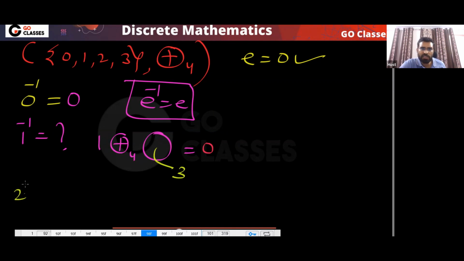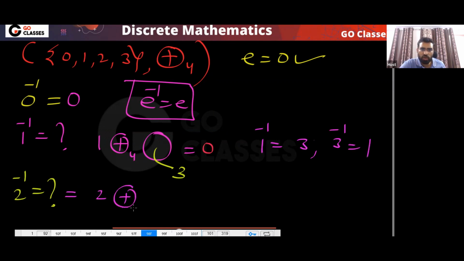Okay. What is the inverse of 2? So the inverse of 1 is 3. The inverse of 3 is 1. Inverse of 2 means, what should I write here such that I get 0? I should write 2. So I can say the inverse of 2 is actually 2. Okay, so this is the idea. I hope this is clear.